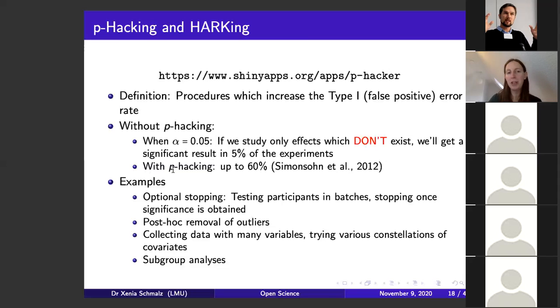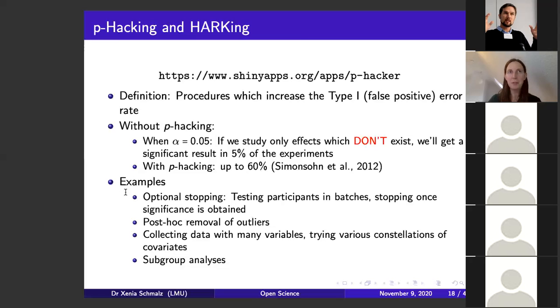P-hacking is a set of practices that we can use to artificially increase our chances of getting a significant p-value. So again, we are assuming that an effect doesn't exist. And some simulations described by Simmons and colleagues in a nice paper called False-Positive Psychology showed that with p-hacking, you can get a false positive rate of up to 60%. So if you run an experiment, the effect is not actually there, you have still a better chance of squeezing a significant result out of it than you have of guessing the outcome of a coin toss correctly. So what is p-hacking and what are some examples of that?